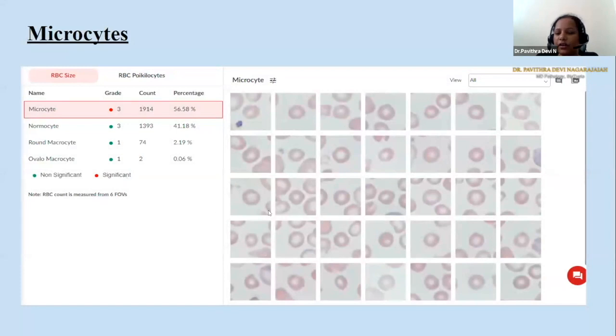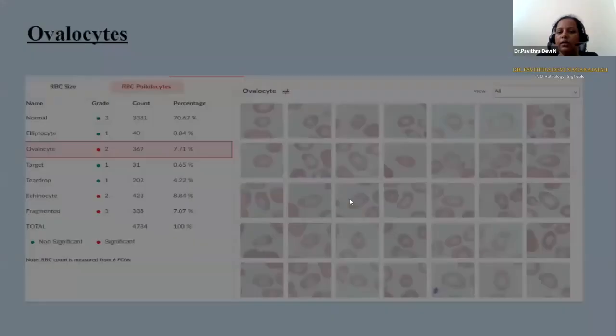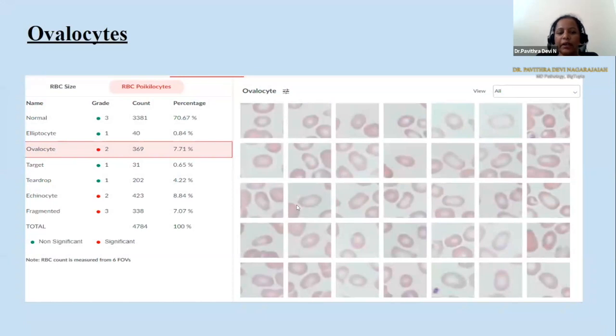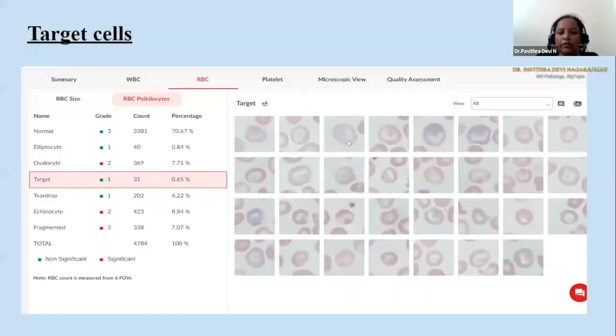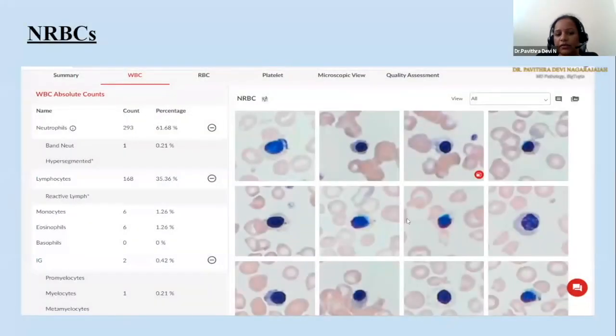This is what Dr. Bhagwat very explicitly described regarding the grading of RBCs, which is a very good feature in AI100. It grades your RBCs. So this is showing you a grading of 3+ when it comes to microcytes, and 56% of the RBCs were microcytes. And the other ovalocytes had been picked up. These are the target cells which were flagged. And these are the NRBCs, amounting to nearly 3%.